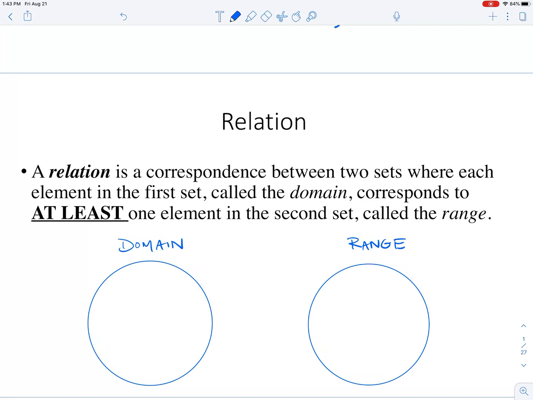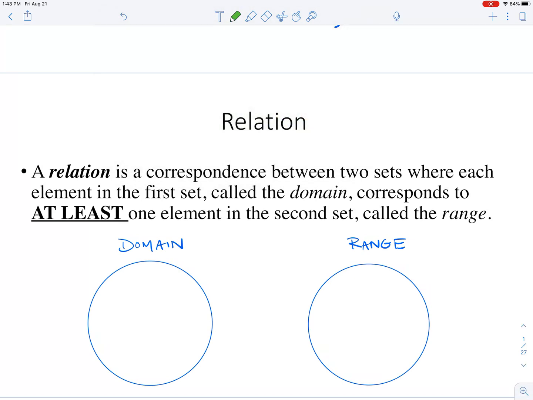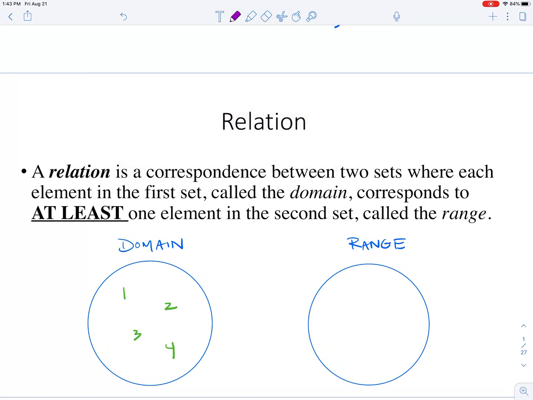Okay, so let's continue with this picture. So I'm going to put some numbers. How about just 1, 2, 3, and 4. So those values belong to the first set of numbers, the domain. And I'm going to throw some other numbers into the range. I'll use a different color. How about 5, 6, 7? Okay.